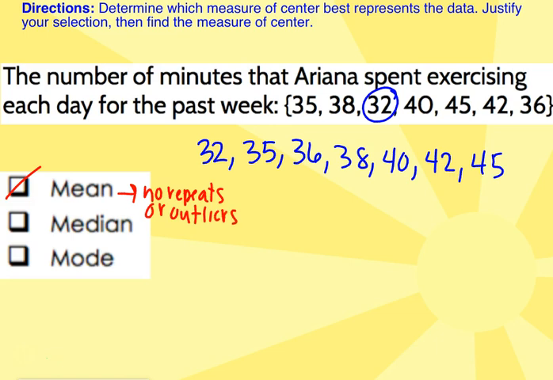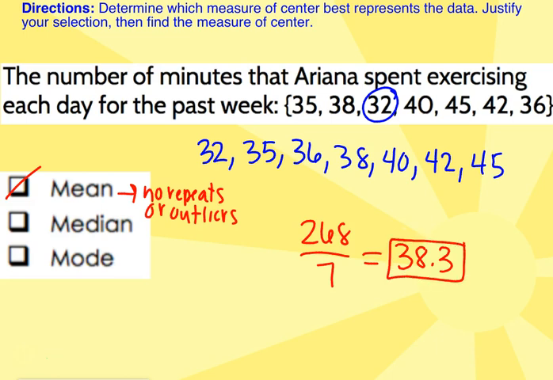So now let's quickly find our mean. If I add all these up, we should find that we get 268 divided by 7. There's 7 of them. 38.3 would be our mean. And I feel like that's pretty accurate. That would fall right about here, and that's about the middle of our data.